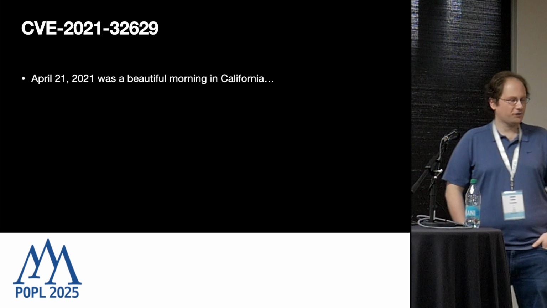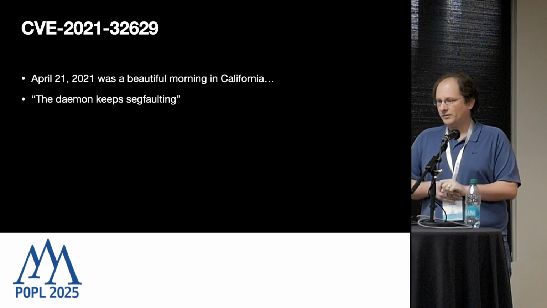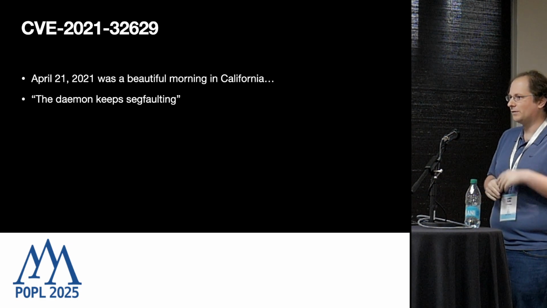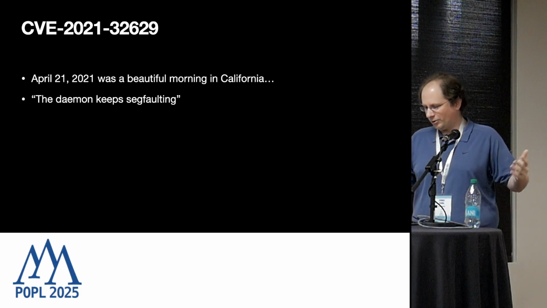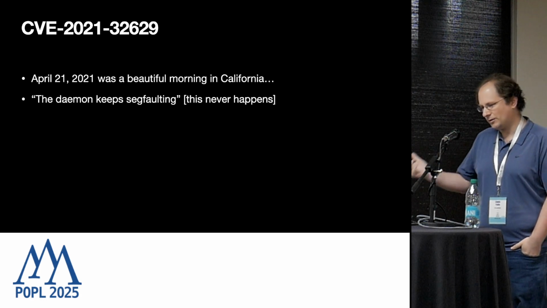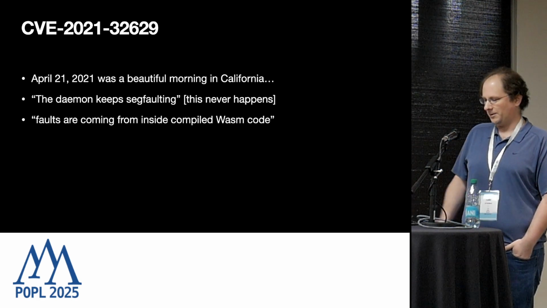About 4 years ago, it was a beautiful morning in California where I live. And I see this message in a work Slack channel. Someone says, the daemon keeps seg faulting. This is the daemon that runs WebAssembly on our production servers. And for context, this never happens. The daemon is written in Rust, a memory-safe language. It's very carefully tested. Seg faults just never happen.